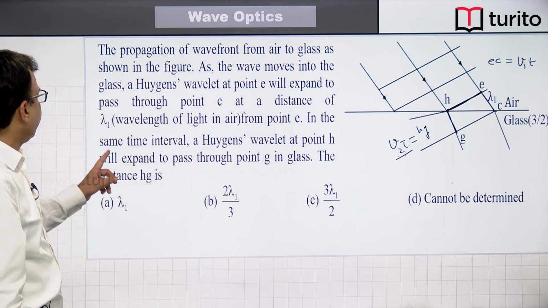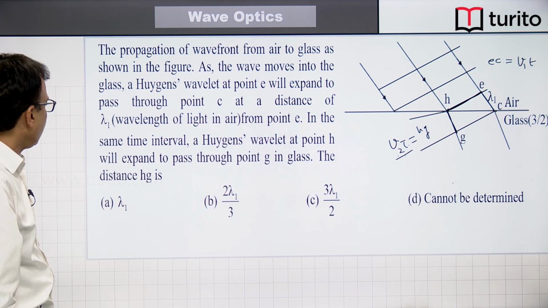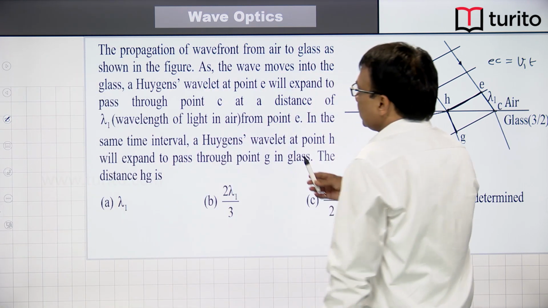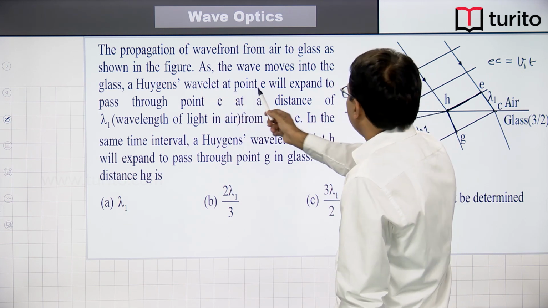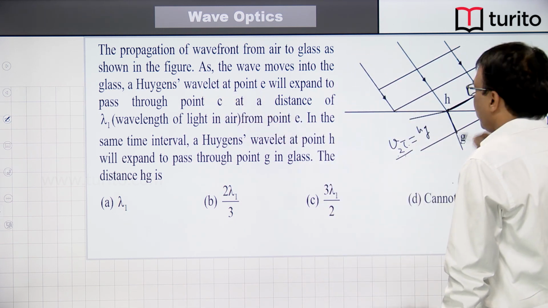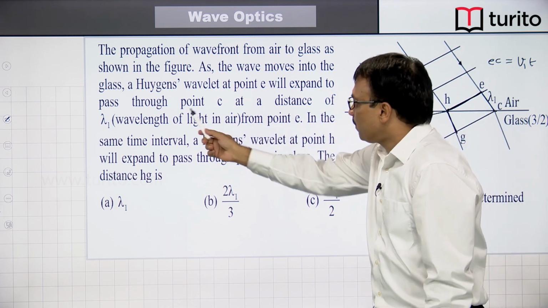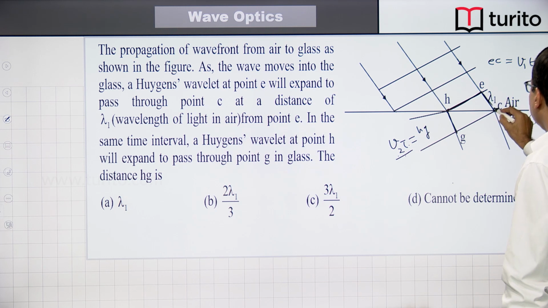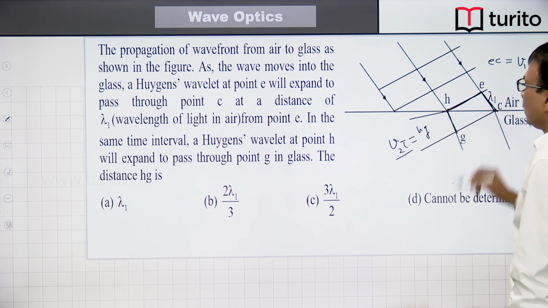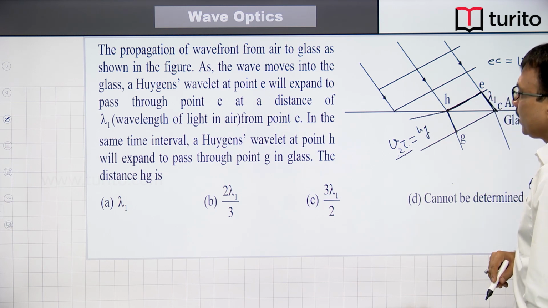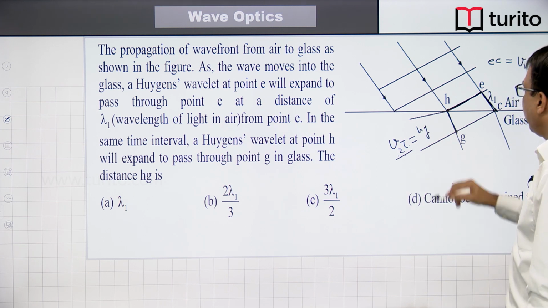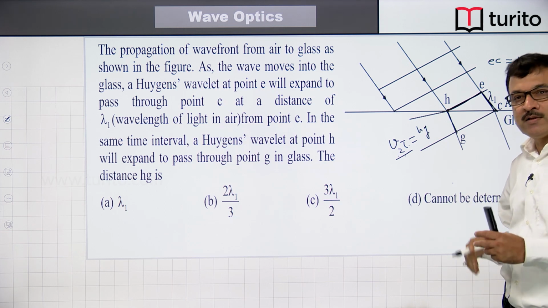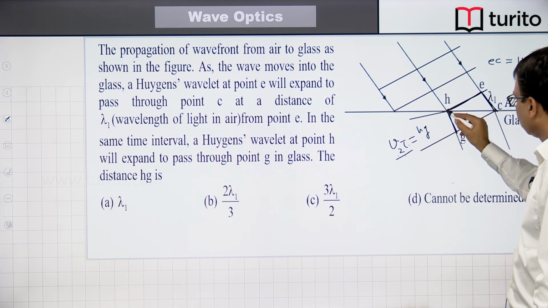So, what we have to find: in the same time interval, a Huygens wavelet at point H will expand to pass through point G. They are saying that a Huygens wavelet at point E will expand to pass through point C at a distance of lambda 1. This distance they have given, this distance is lambda 1. In the same time interval, a Huygens wavelet at point H will expand to pass through point G in glass. So, it reaches here.